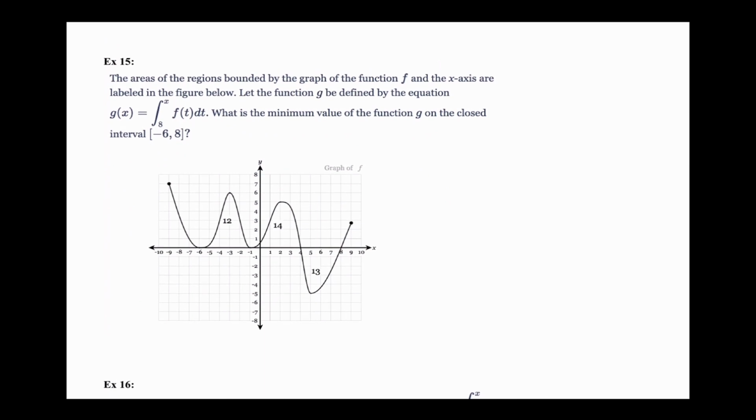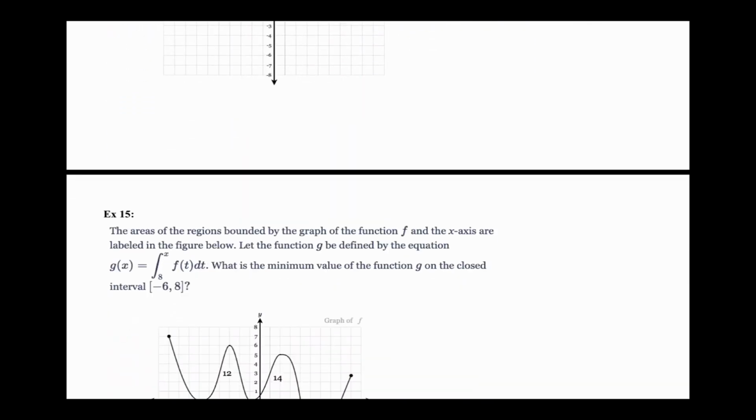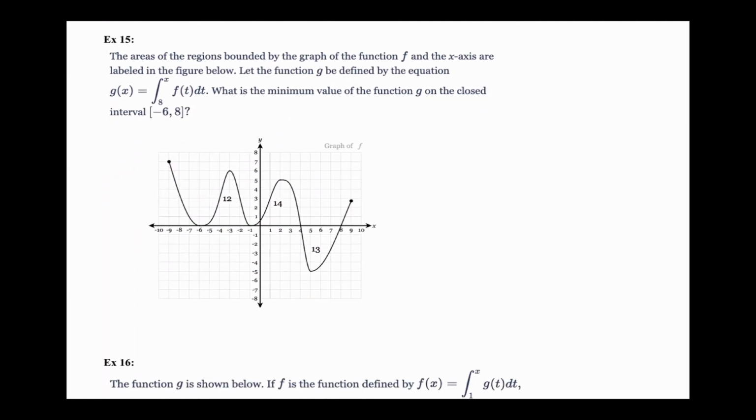All right, I want to do number 15. I'm going to skip 14 for right now because 14 is the same type of problem we just did. I want to do 15, though, because we haven't done one like this. Okay, the areas of the regions bounded by the graph of f and the x-axis are labeled in the figure below. So they've already done the area. This area here is 12. This area here is 14. This area down here is -13.